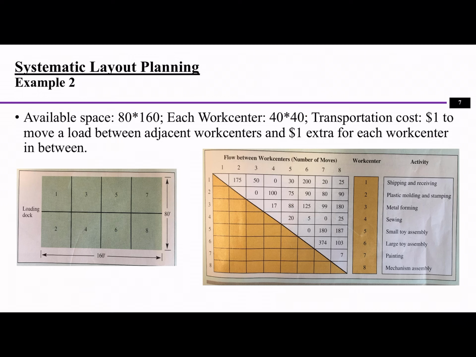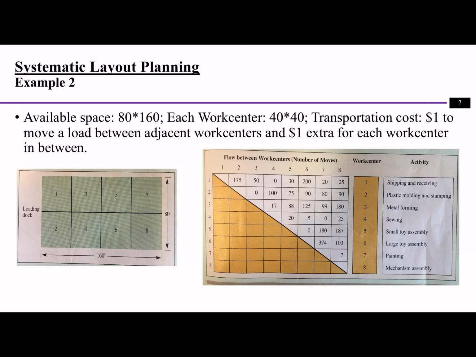So this is the total available space, and each work center is 40 times 40. So it makes it a lot easier because it's very consistent on all the work centers that have the same dimension. And the transportation cost is $1 to move a load between adjacent work centers, and $1 extra for each work center in between. So what does it mean?